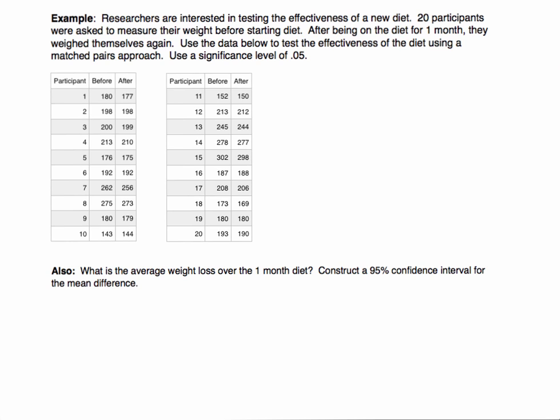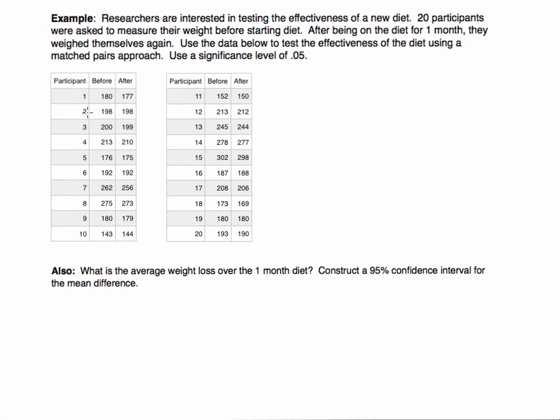We're now ready to look at an example for the matched pairs or the paired t-test. We are looking at researchers who are interested in testing the effectiveness of a new diet. So they have 20 participants. These participants were measured their weight before a diet. They were on the diet for 1 month and then they weighed themselves again.